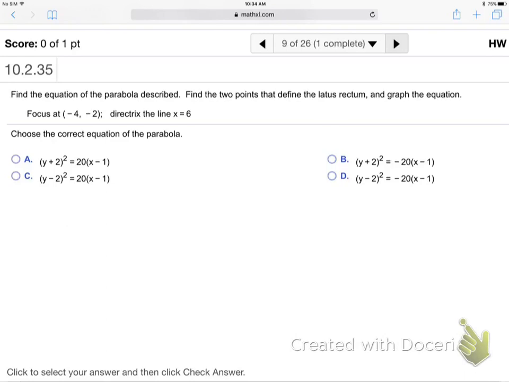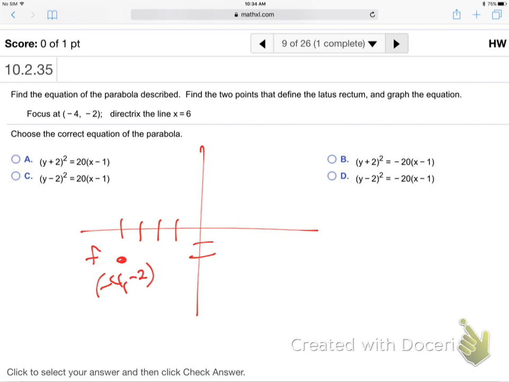Okay, so focus, -4, -2. So there's the focus. Negative, back 4 down 2. So there's the focal point. Go ahead and put the directrix line on there. Remember, it's a line, not a point. Put the directrix line on there. So the directrix line is at x equals 6. What does that mean? It goes through the x-axis at 6. 1, 2, 3, 4, 5, 6. So there's the directrix line at x equals 6. Good?